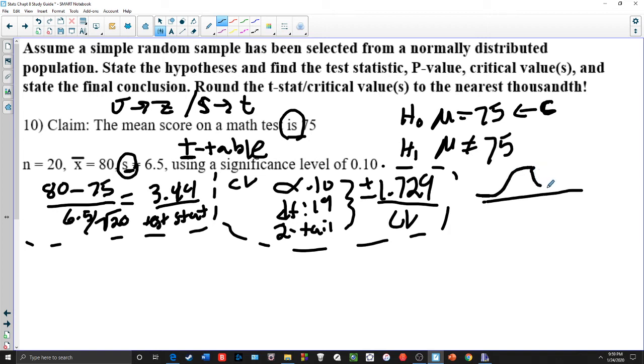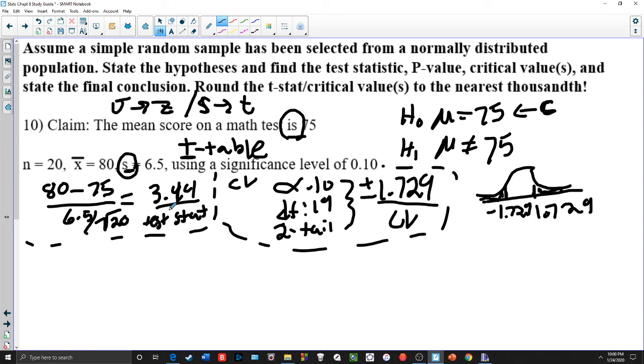It's a little bit better. So we're going to plot my critical values first. So here's 1.729, or 1.73 if you're rounding. And then here's the negative counterpart, because it is a two-tailed test, so I have to account for both. So negative 1.729. This is a left tail side, so I'm going to shade to the left. This is a right tail side, so I shade to the right. And I want to find if my mean that I'm claiming, 75, is going to be accepted or rejected.